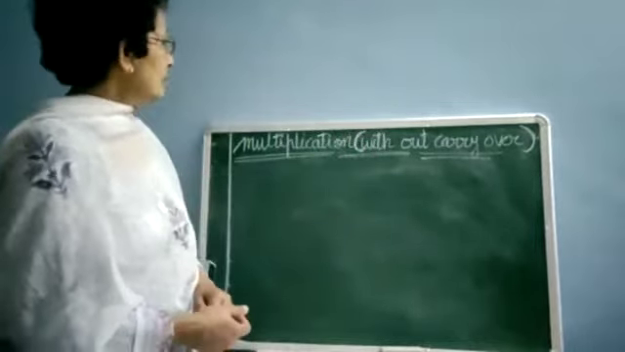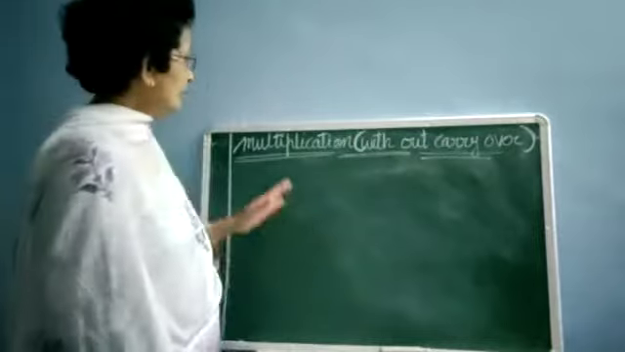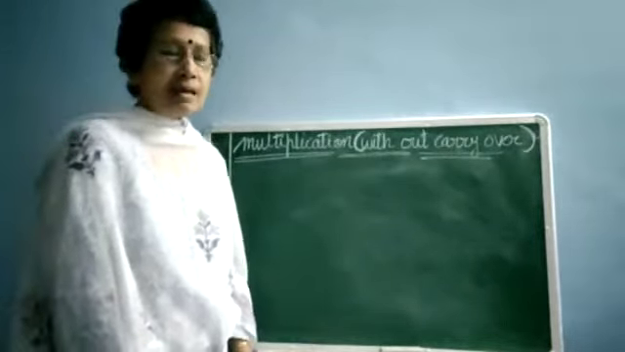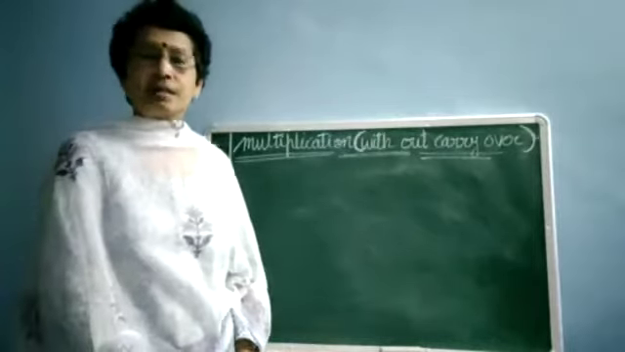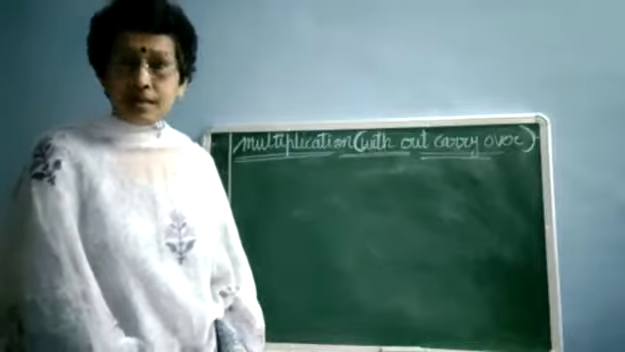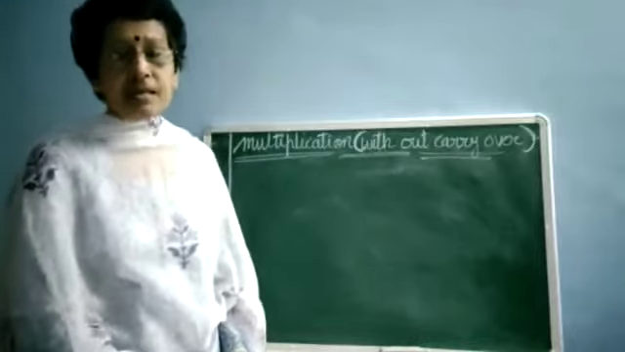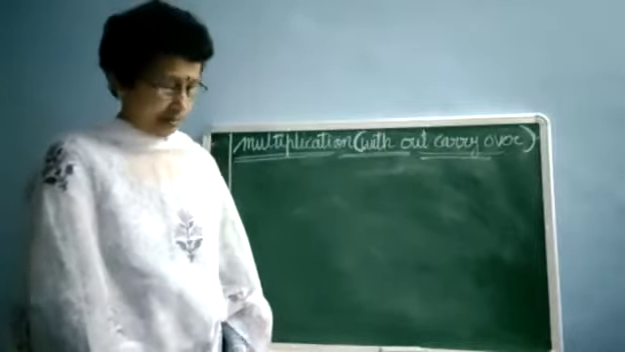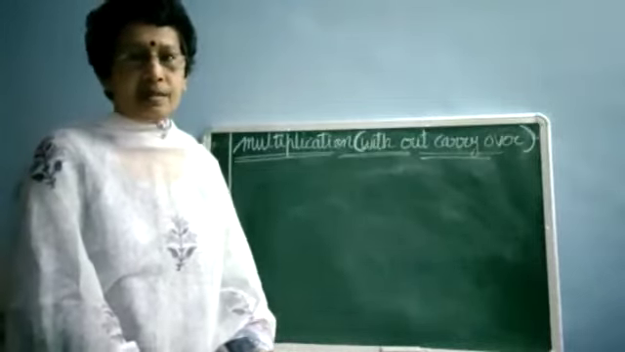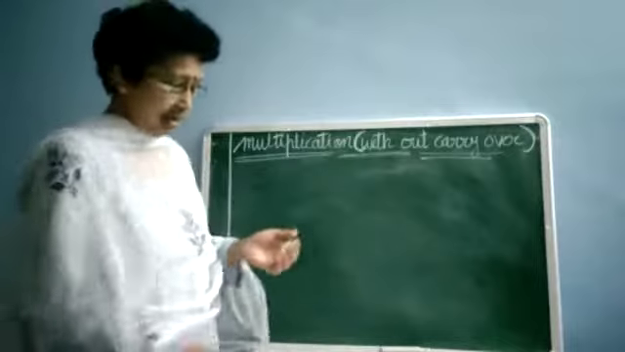Now, before starting the sums, we should understand the meaning of multiplication. Multiplication means repeated addition of the same number. Now, what do you mean by multiplication? Multiplication means repeated addition of the same number. A number is repeating again and again. Repeated means again and again.